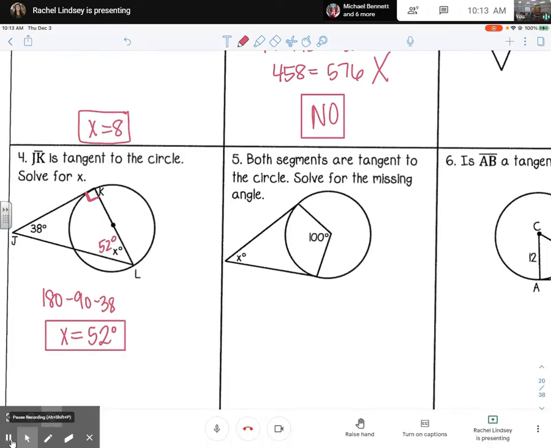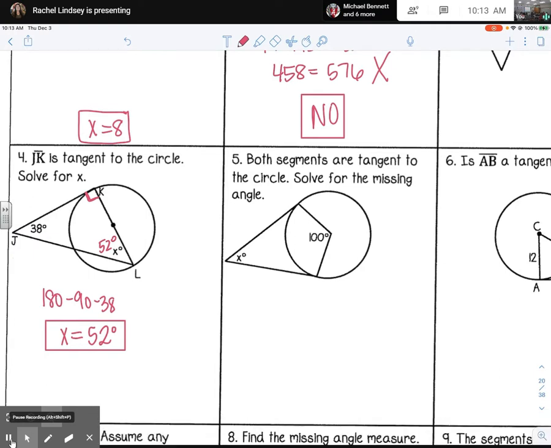Okay, so on number 5, we have 2 tangents on the sides. So that means these are 90-degree angles. What do all 4 angles of a quadrilateral equal? 360, right? What's 360 minus 90 minus 90? Taking away those 2 right angles, 180 minus... So 100.